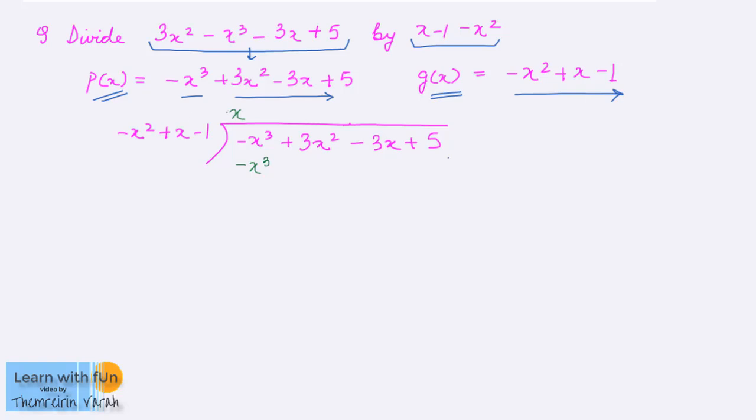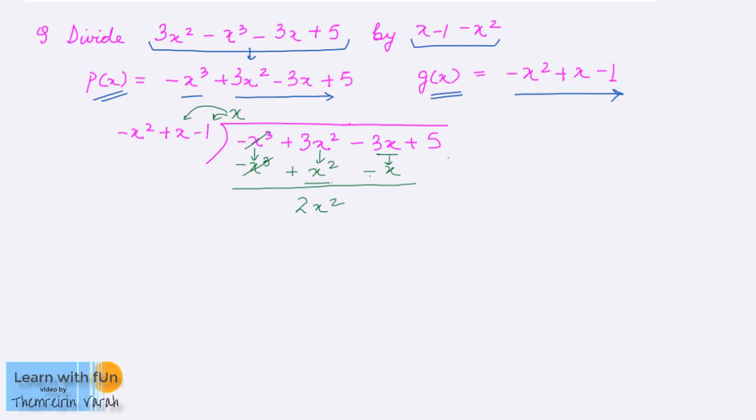Then multiply the negative term in the same way: x into x gives plus x square, and x into minus 1 gives minus x. Now we write the terms with the same power of x in the same line: x square below x square, which is plus x square, and x below x, which is minus x. Now we subtract: minus x cube minus minus x cube gives 0, and 3x square minus x square gives 2x square.